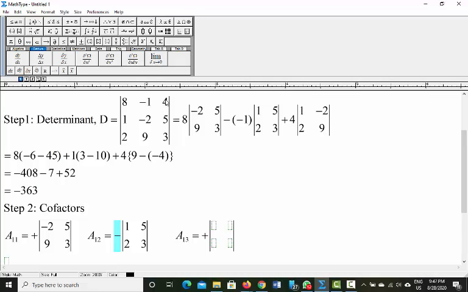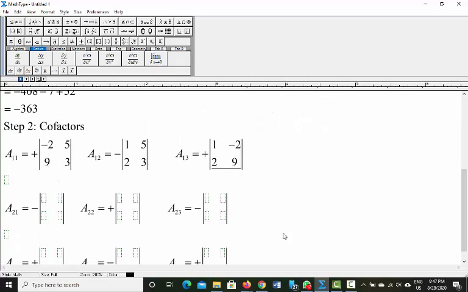Similarly, now we want to find the cofactor of this one. So we will ignore this row and this column. We will be left with 1 minus 2 2 9, right? So 1 minus 2 2 9.